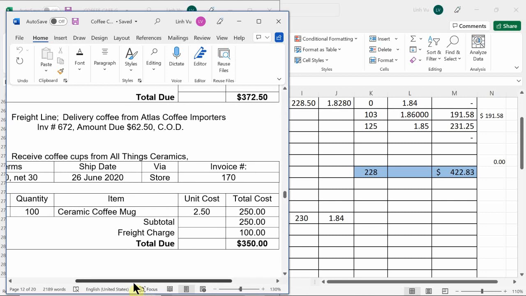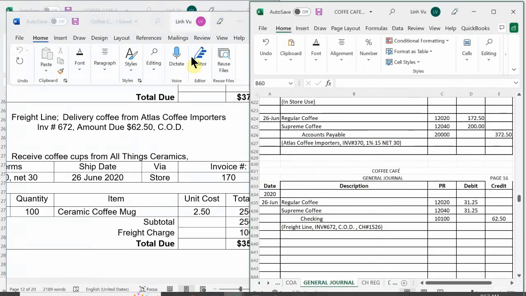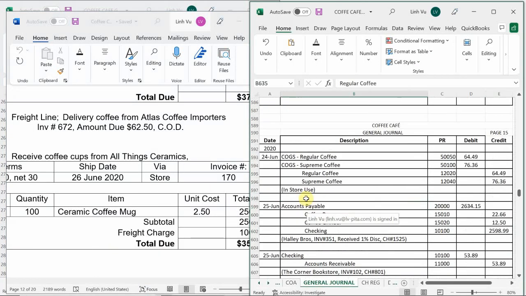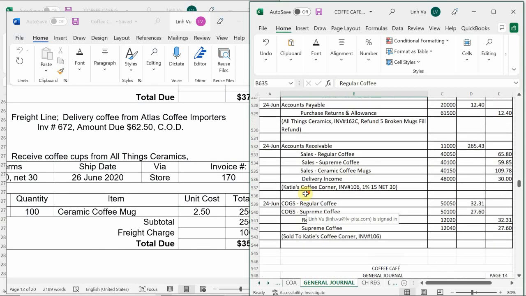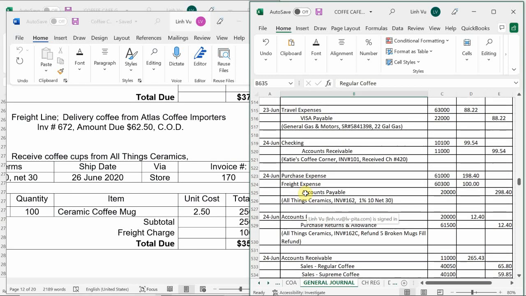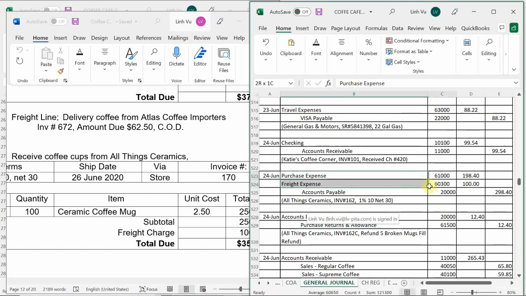So in this case, this is periodic inventory, so we've done this before. This is a purchase expense. Purchase expense and freight expense. And of course, I'm not going to pay this now. I'm going to pay it later.